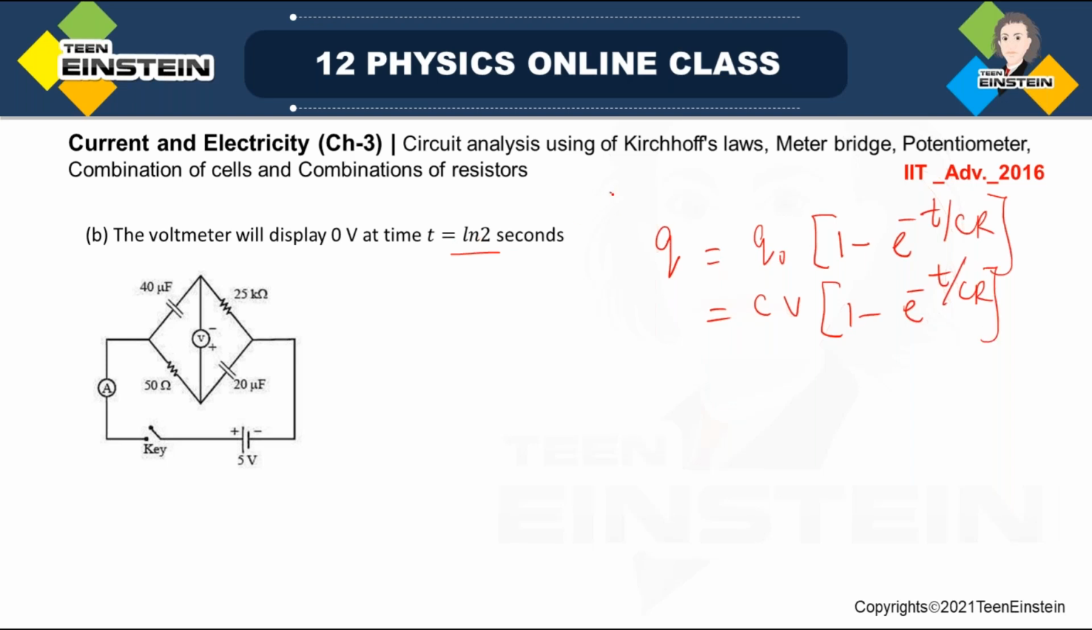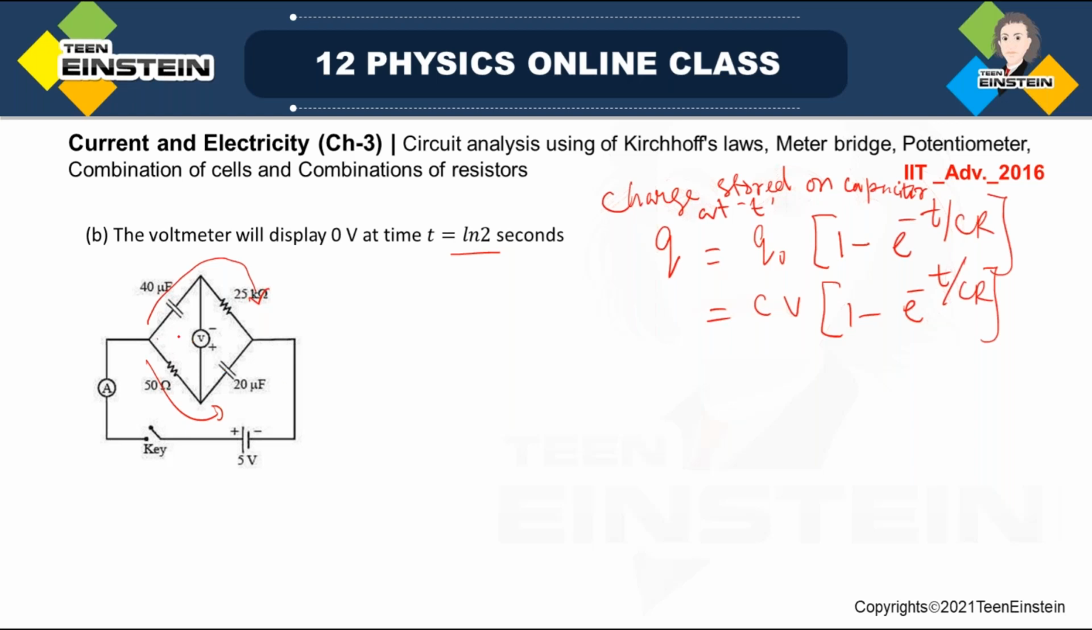So this is actually the charge stored on the capacitor at any time t. This is the general equation. What is this CR? Look, we can actually find out what is CR for this particular branch. I'm just taking this as one branch and another branch this way.